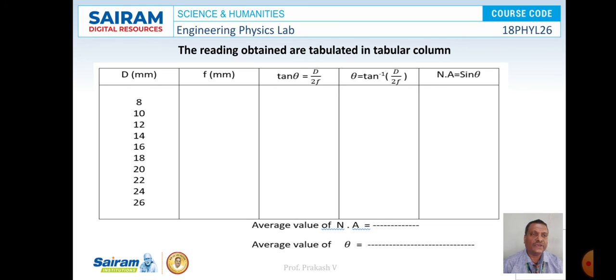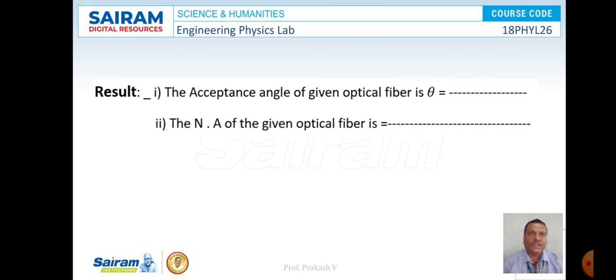Finally, the average value of the cone acceptance angle theta and the average value of the numerical aperture of the optical fiber are recorded. This is the way of conducting the experiment, and the result will be recorded in this fashion. The cone acceptance angle of the given optical fiber is theta, and the numerical aperture of the given optical fiber is recorded. Like this we have to enter the readings, and in the demo I have already explained how to conduct the experiment. So refer to the demo of this experiment. Thank you.